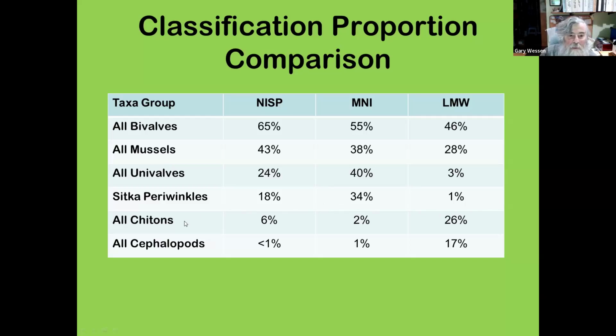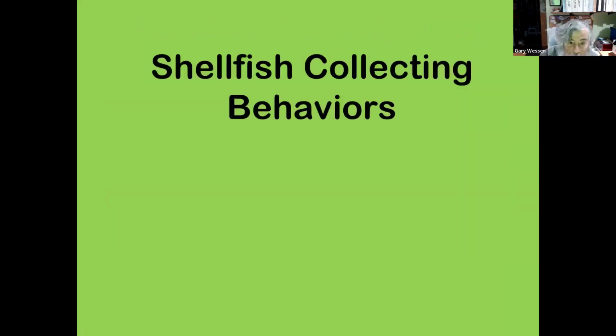And similarly, larger things with bodies, chitons are only 6% of the NISP, 2% of the animals, but they're almost a quarter of all the meat, just because they're larger body sizes. And the cephalopods, less than 1% of the NISP, 1% of the MNI, and at least 17% of the meat. So body size becomes a big factor here in understanding what these things look like.